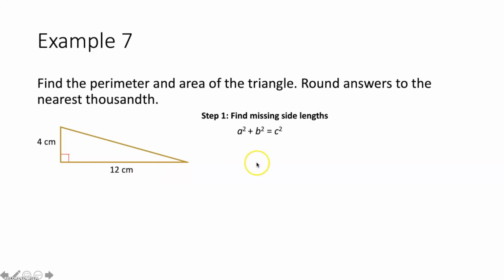A squared plus b squared is equal to c squared. The only one it matters which one you plug in for is your c value. That has to be the side length opposite your 90-degree angle. So in this case, that's our unknown side. We'll label that with a c. That means 4 and 12 can go in for a or b. It doesn't matter which is which.